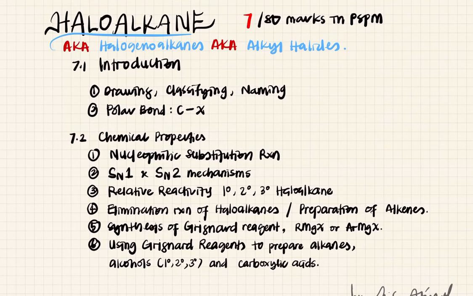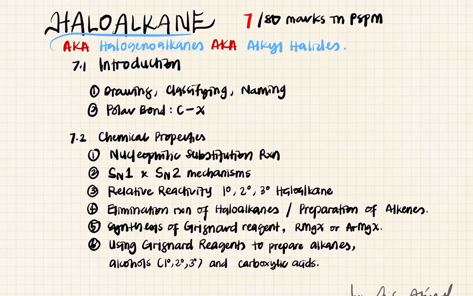Hi guys, okay, so we are going to go into a new topic, haloalkane. For haloalkane, the mark allocation is 7 marks, so more than alkene. So boleh fokus on haloalkane juga. Okay, so haloalkane dia ada a few names, either halogenoalkanes or alkyl halides. So itu adalah benda yang sama lah.